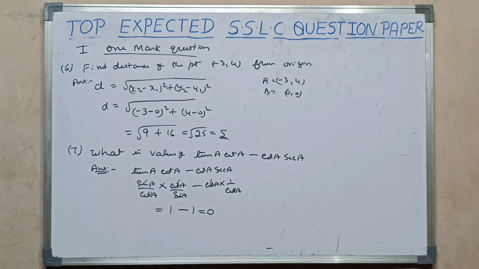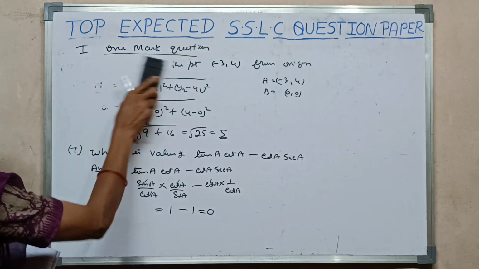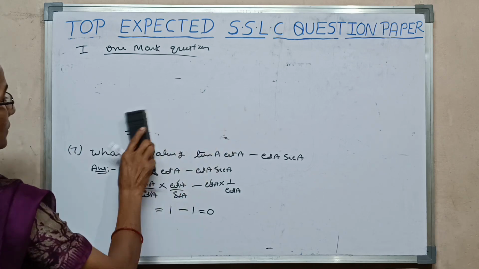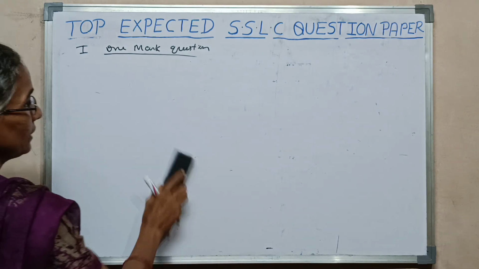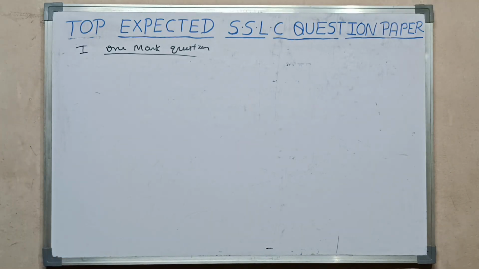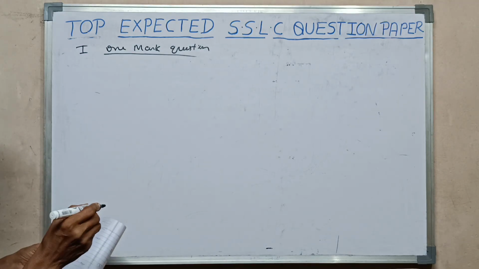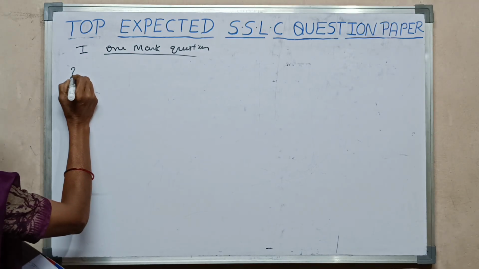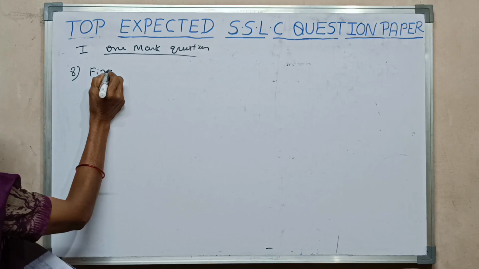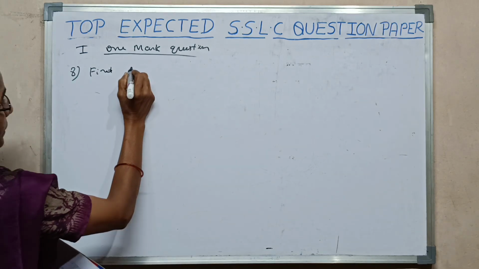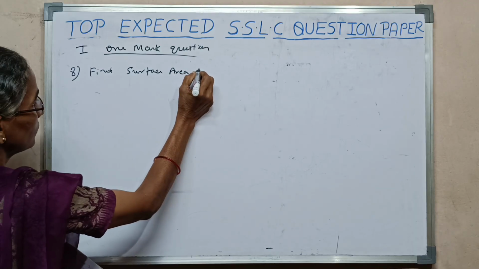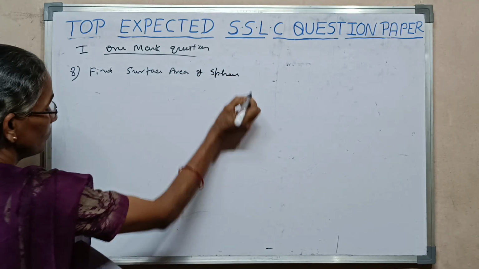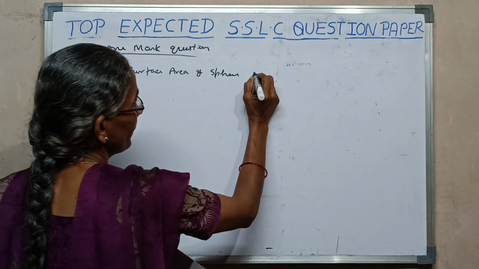Next, 8th question. Find surface area of sphere of radius 7 centimeter. Find surface area of sphere. Sphere radius 7 centimeter.